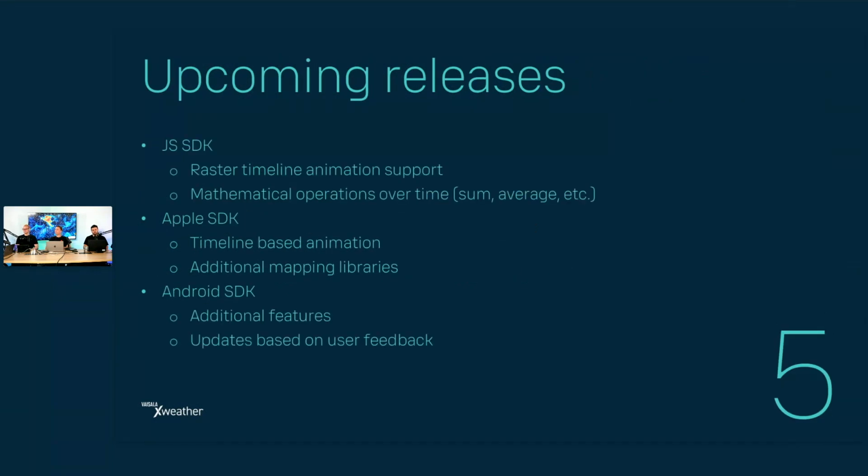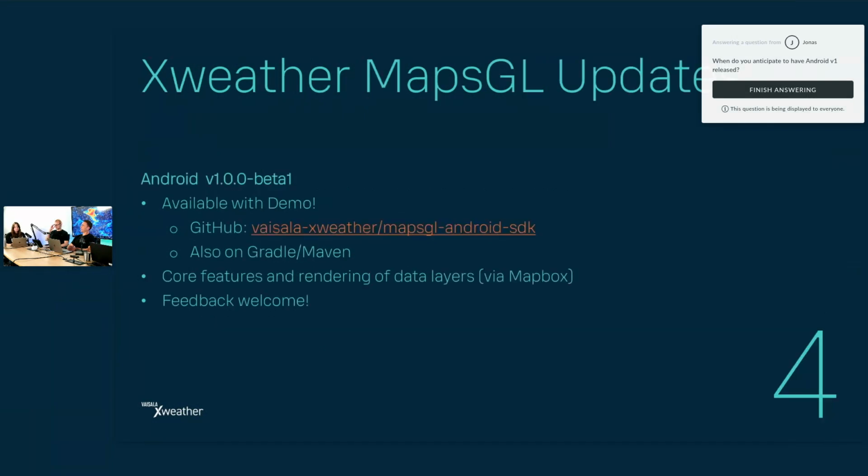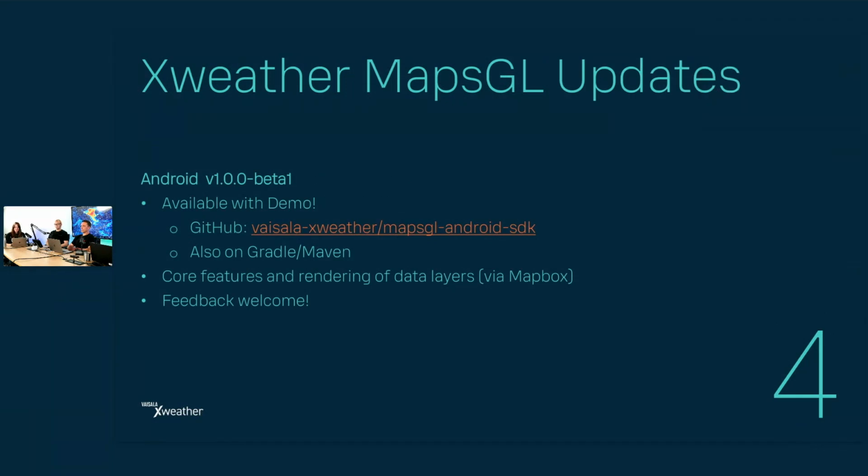It's timely, actually. We just got a question from Jonas on when do you anticipate to have the Android V1 released? That is scheduled for this fall. So the initial beta was just released, I think, a couple of weeks ago. And 1.0 is scheduled for sometime in September. Great. Awesome. Thank you.